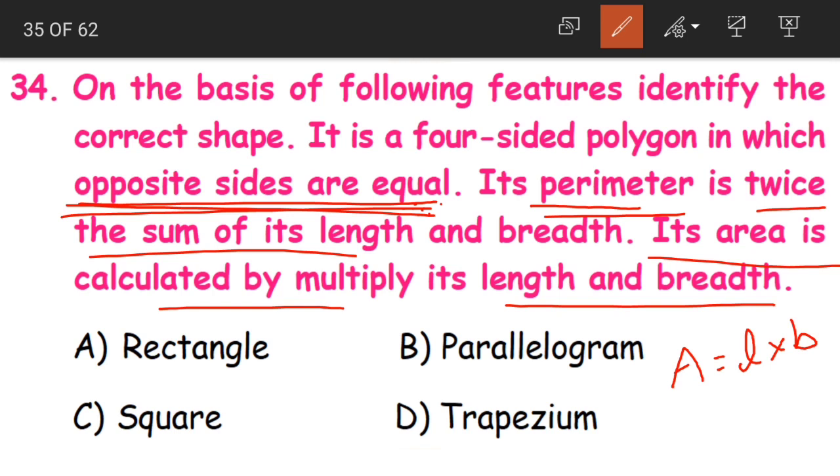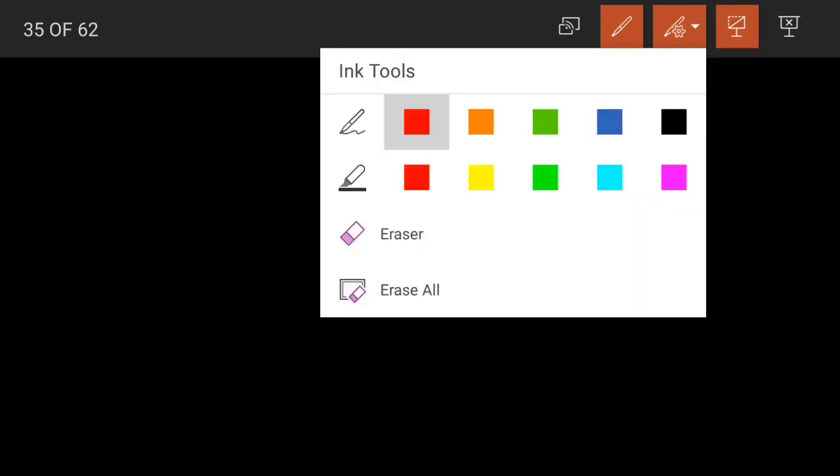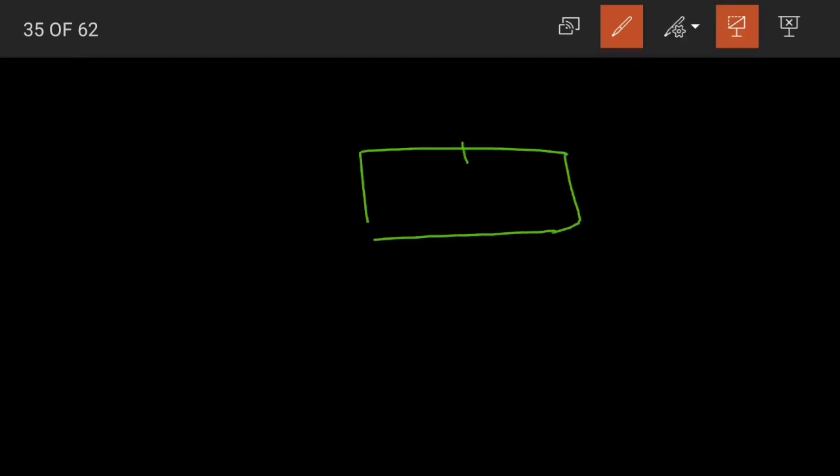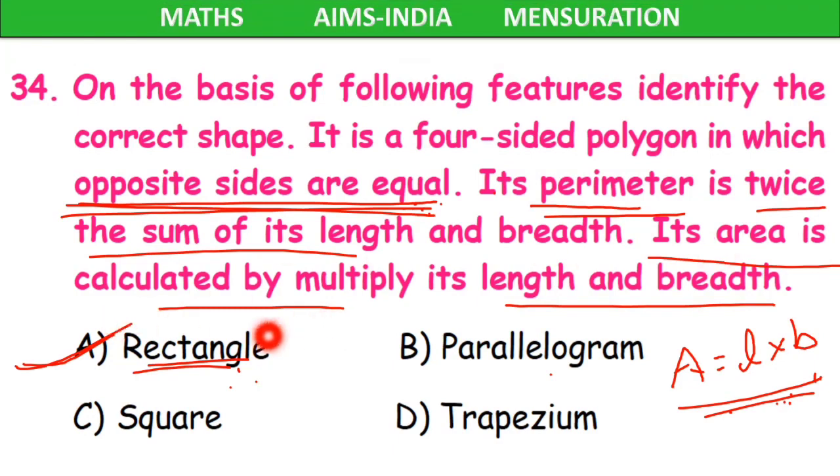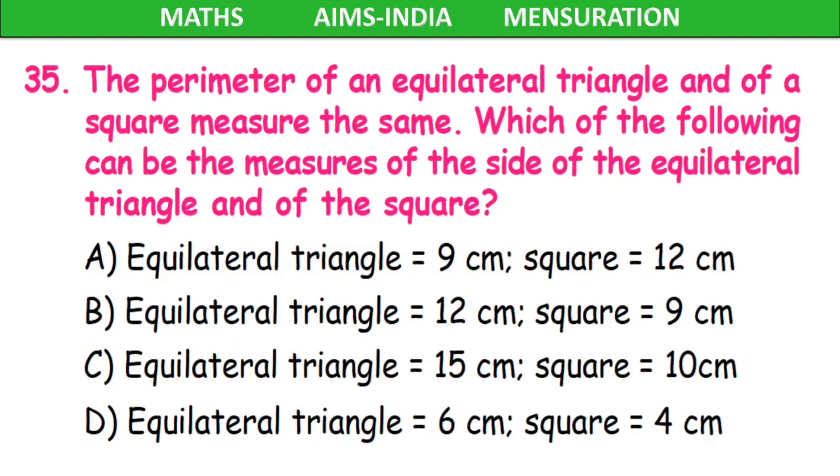Now tell me which figure has this formula? We use this formula to calculate the area of a rectangle. Yes, so the required shape here is our rectangle. Again, in a rectangle, opposite sides are equal. Yes or no? These two are length, these two will be equal, and these are our breadth, these two will be equal. Opposite sides are equal in a rectangle. So here option A, rectangle, becomes our correct answer.